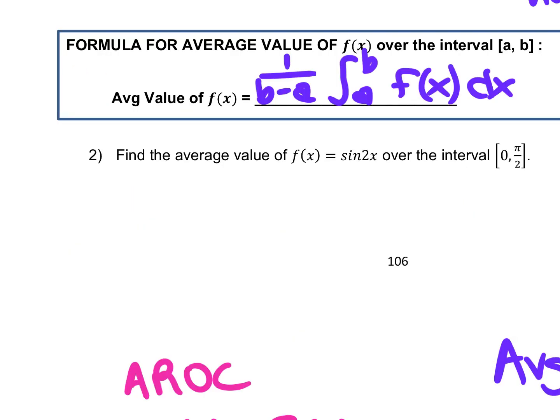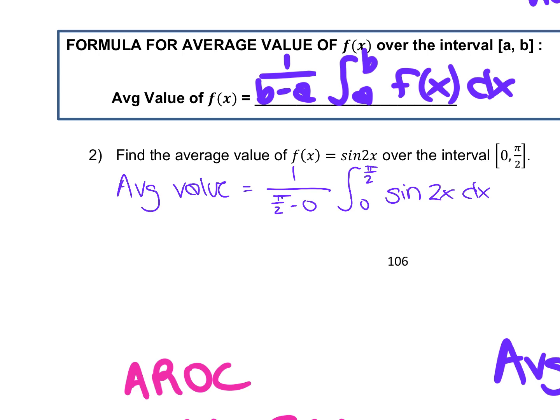All right, so our only example that we're going to be doing with this is in question 2. If I want to find the average value of f of x equals sine of 2x over the interval, I see average value, and I go directly for this formula. So I say, okay, my average value is equal to 1 over b minus a. So what's b minus a for us? Pi over 2 minus 0. Integrated from 0 to pi over 2 of what formula? Sine of 2x dx.